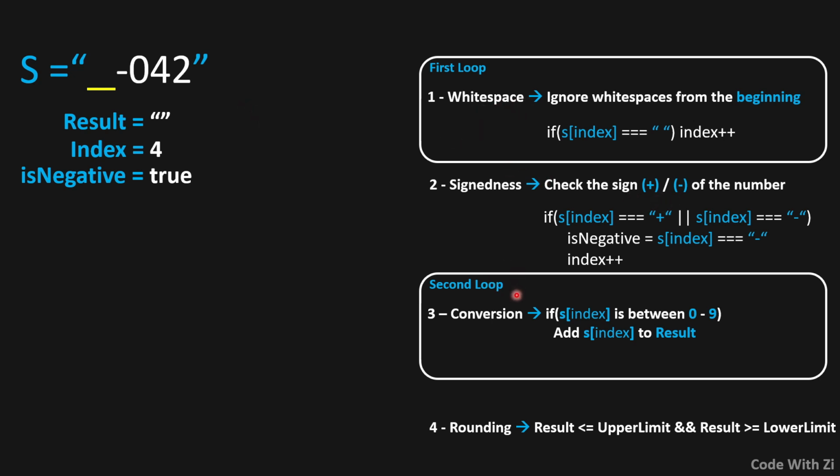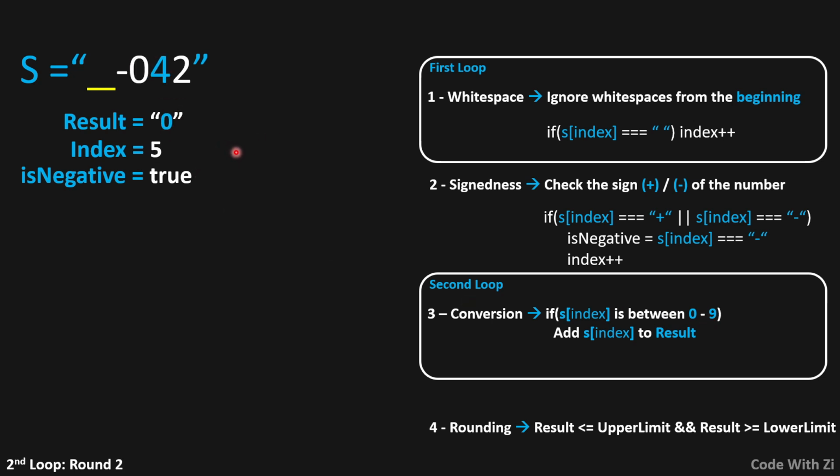In our second loop, we're going to start from the index position, not 0, because we've already processed all of this here. And our current index is pointing to the 4th position in our string, which is this one here. So in the first round of our second loop, we're checking the current character that we have. And currently our current character is 0 because our index is 4. And we're checking to see if it is actually a number or not. So is 0 between 0 and 9? It is. So we're going to add 0 to our result.